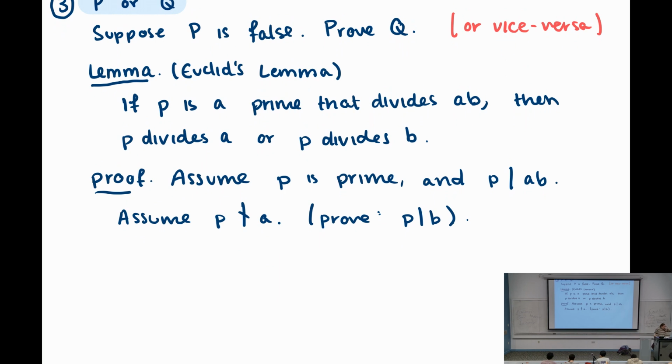Okay, so if P does not divide A, we know that the GCD of P and A, the greatest common divisor, is going to be a divisor of P, and P only has two divisors. It has itself and 1, and since P does not divide A, the only thing the GCD could be is 1.